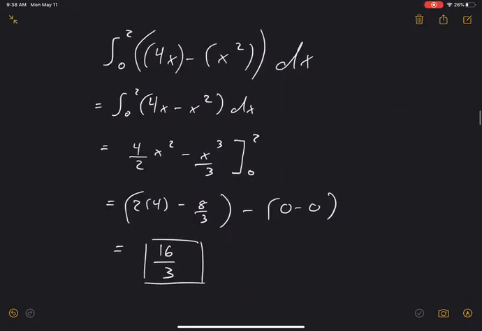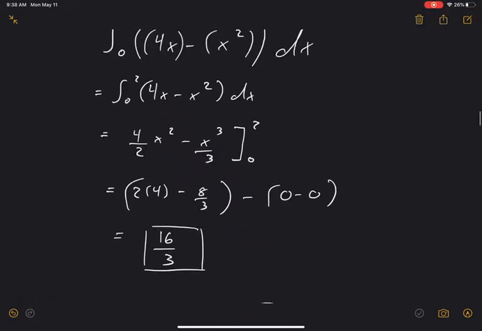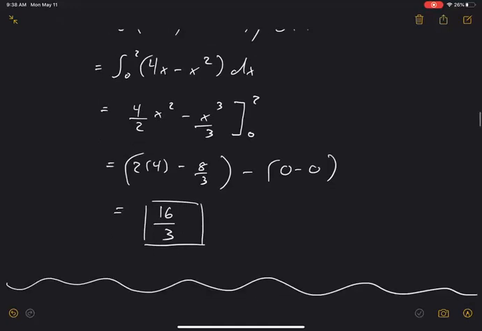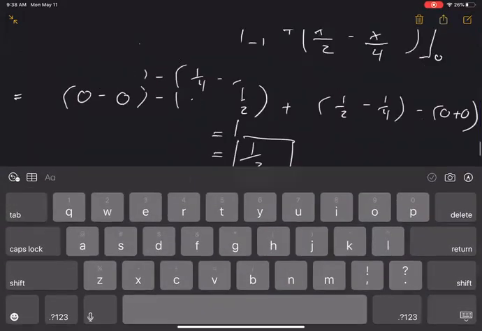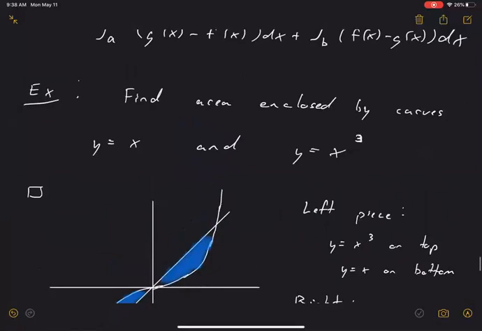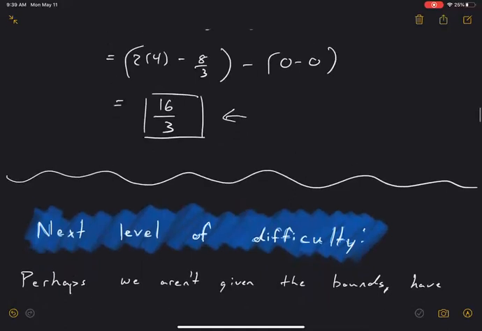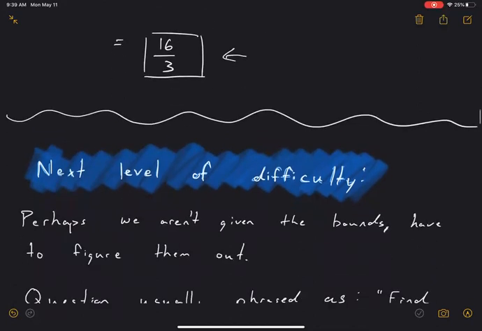Okay, so my integral should be from 0 to 2, 4x minus x squared. I simplify everything, okay? And then I integrate using my power rule, okay? And I should get 4 over 2x squared minus x cubed over 3 from 2 to 0. And when I evaluate that integral, I should, after simplification, get 16 over 3. So this problem is just setting up the integral, and then the rest is just the integration that we should already be fairly comfortable with.